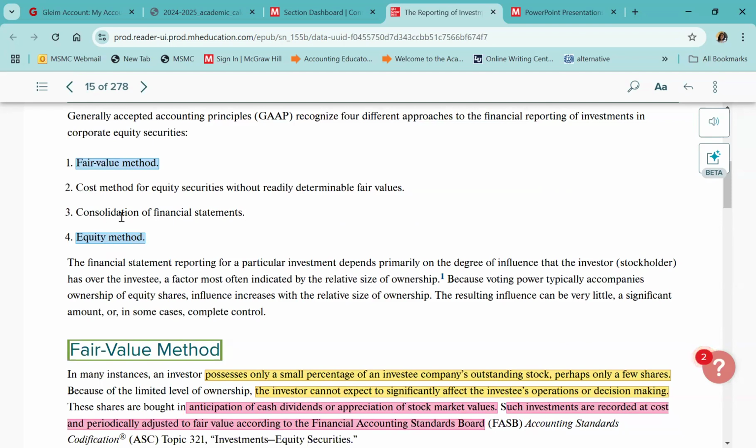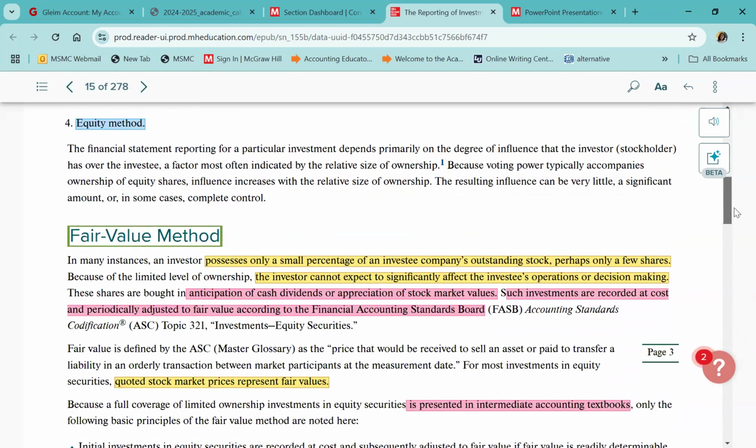Consolidation, in the future chapters we learn about it. Again, this is when we have control over the investee. And control is gained when we own more than 50% of the investee company. All right? The cost method, we use it if we have no way to determine the fair value of the stocks that we purchased.